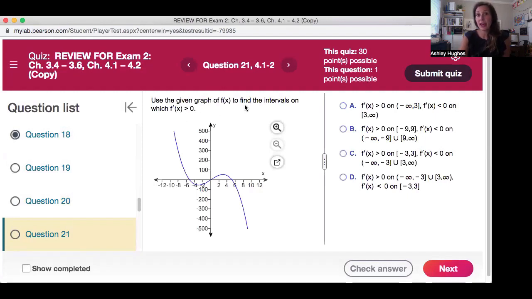Use the graph of f to find where f prime is greater than 0. So remember, f prime is positive whenever f is increasing. This function's increasing from here to here, so that's where its slopes would be positive. So -3 to 3. So here, f prime is positive on -3 to 3. F prime is negative on negative infinity to -3. Yeah, so it's C.